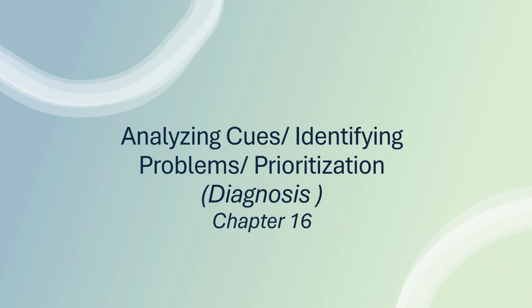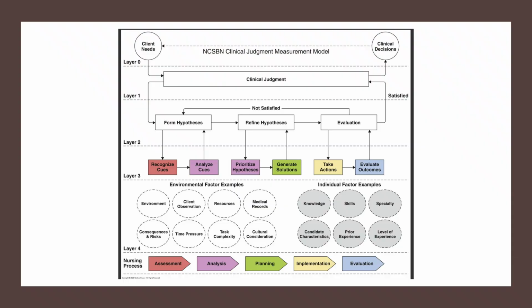Okay, we're moving on to chapter 16. We're going to be talking about analyzing cues, the identification of problems, and prioritization. And this aligns with the nursing process diagnosis or analysis. And here you see the clinical judgment measurement model, and you can see the overlapping of layer 3. That's where we have our clinical judgment measurement model. And then on the bottom, you have your nursing process, and you can see how it lines up.